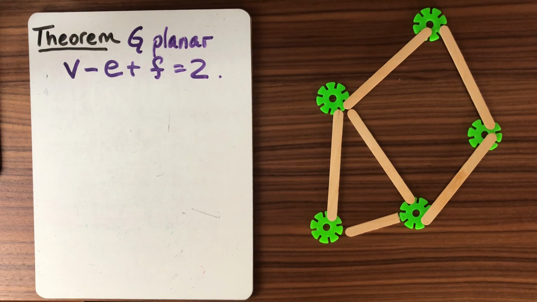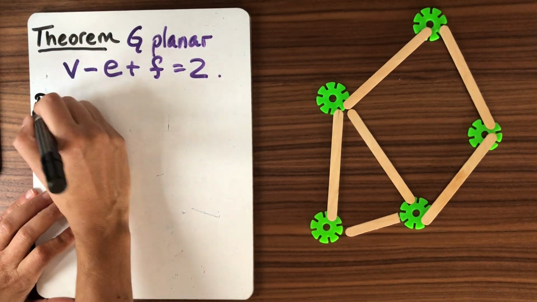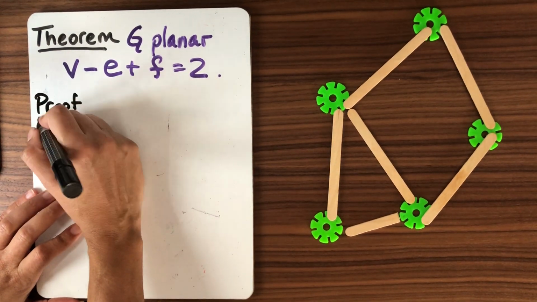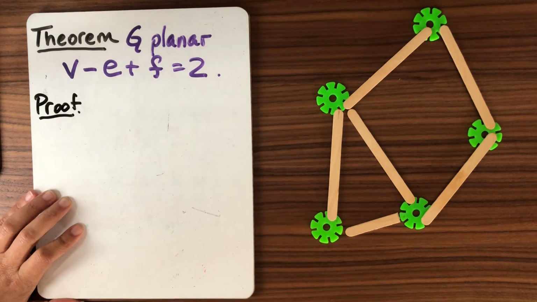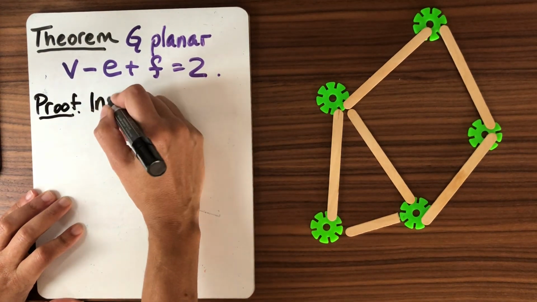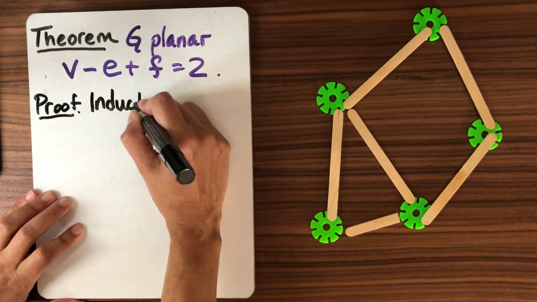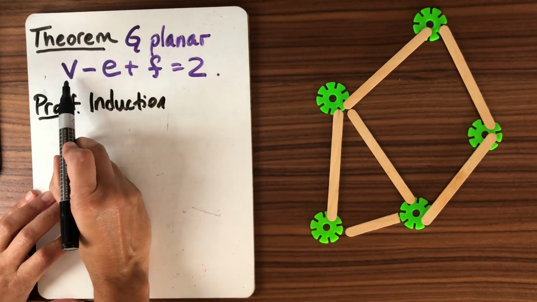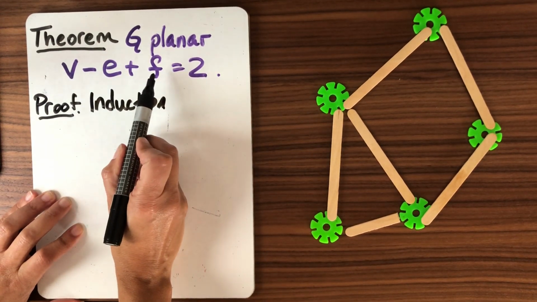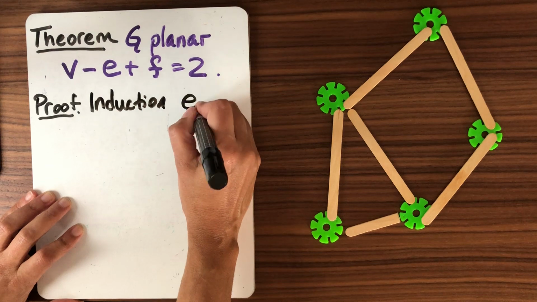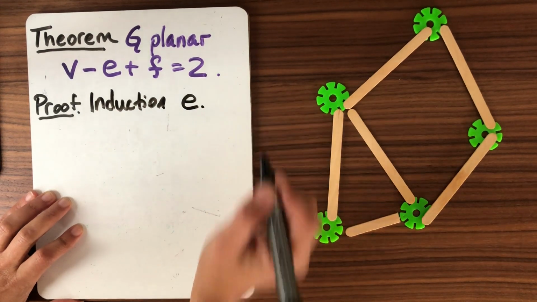Okay, so it doesn't give us a perfect characterization of planar graphs, but we'll see that a necessary condition is often pretty good for determining when a graph isn't planar. But let's prove this theorem. So how are we going to do the proof? Well, one of the best methods of proof is induction. Induction on what? There are lots of things we could induct on: the number of vertices, the number of edges, or the number of faces. It turns out that in this case, we want to do induction on E.